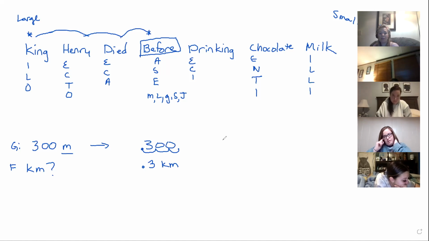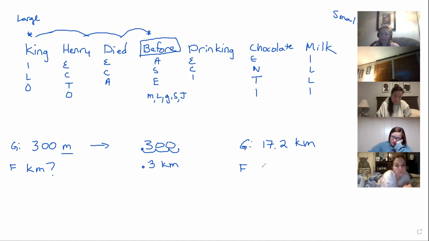Let's try something in a different direction. So let's say that we have, given that we have 17.2 kilometers, and I want to find, for whatever reason, centimeters.